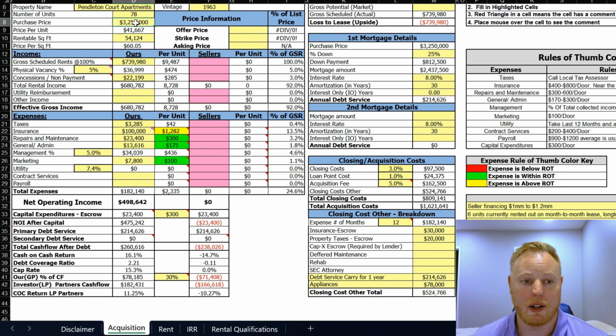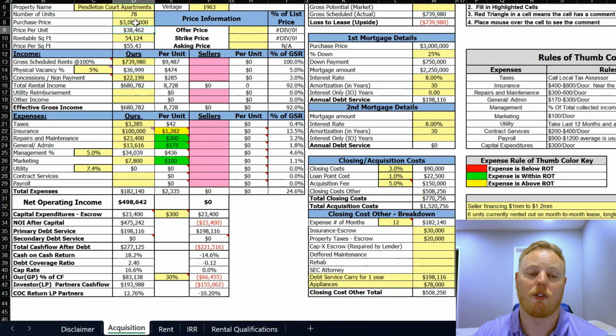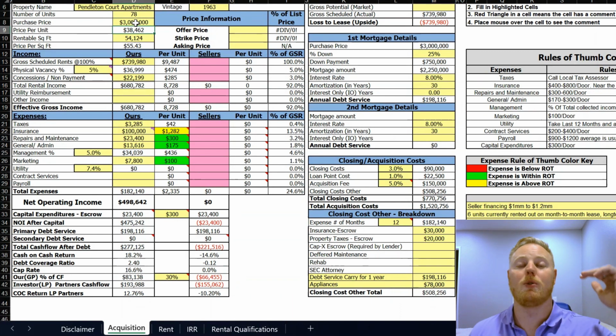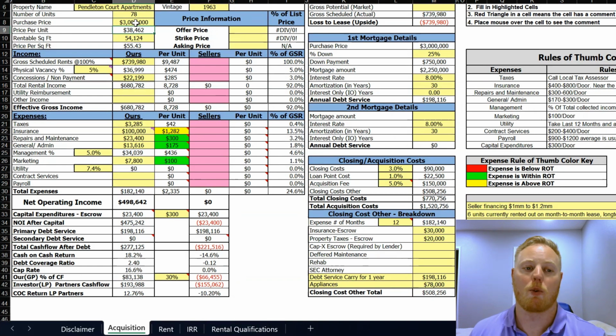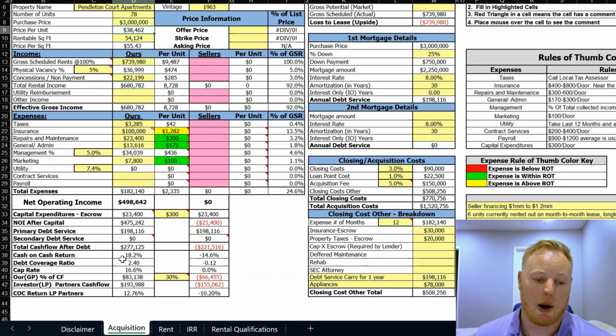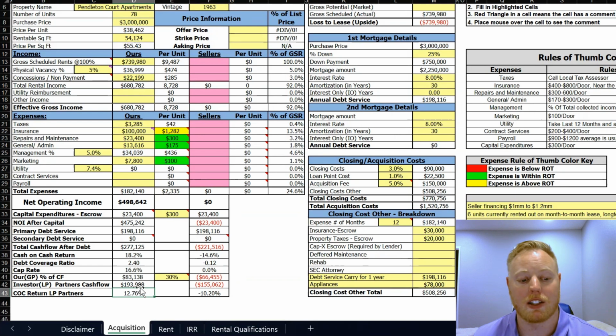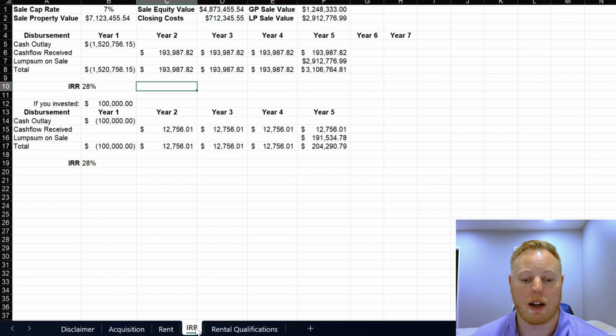That's great. Now, if we got to 3 million, which is probably what we would want to get it for, if not less than that. Remember, this includes a 1.5 million renovation budget, so you have to subtract it out for what the purchase price is. You can see how our cash on cash goes up significantly from a 14 to a 16 to an 18%, and then goes from a 9 to 11 to a 12.76% for LPs. And then the IRR is now 28%. Now we're getting to something where it's a really great investment.